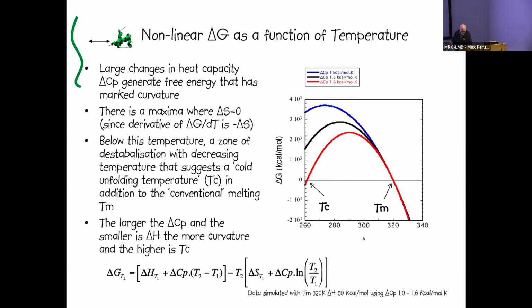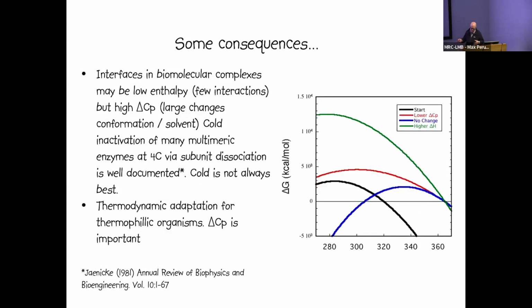Why is that interesting? Well, first of all, this is an interesting physical prediction and has been observed experimentally on a number of occasions. But one thing to think about is the interfaces in biomolecular complexes can often be low enthalpy, so they may not be stabilized by very many interactions, but they may have a relatively large delta Cp because there are either changes in conformation when we form the complex, or there's exclusion of solvents from the interface in the complex.